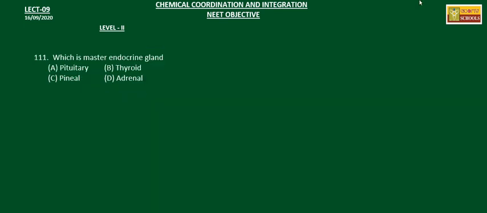So the next one, which is master endocrine gland? So here the master endocrine gland is pancreas. I'm sorry, pituitary gland.